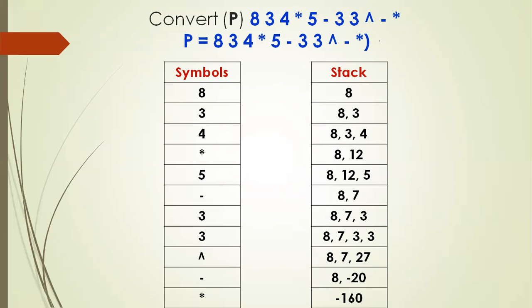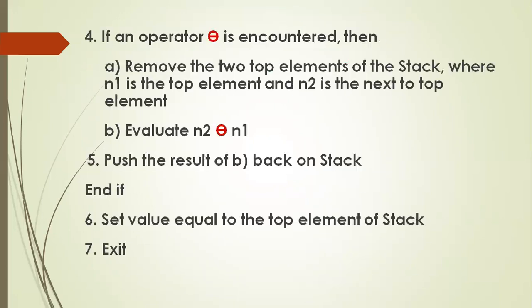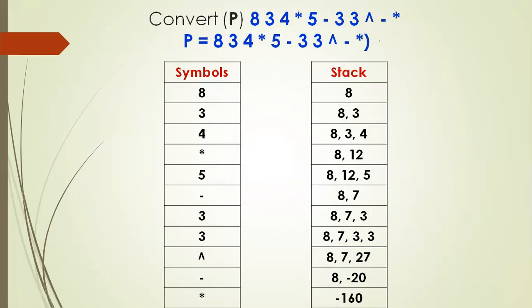Understood now? So the algorithm is only 3, 4. How many steps does the algorithm contain altogether? 7 steps are there. The first step: the expression given, you call it P. The first step is to add a right bracket or right parenthesis at the end of P.